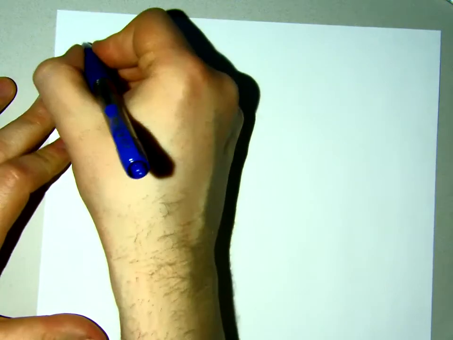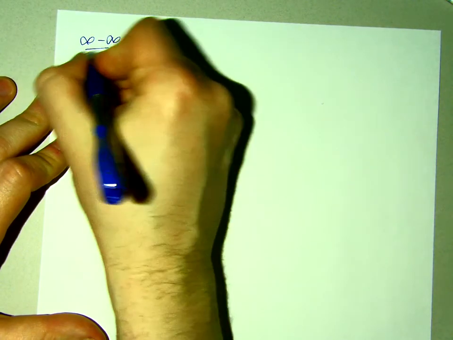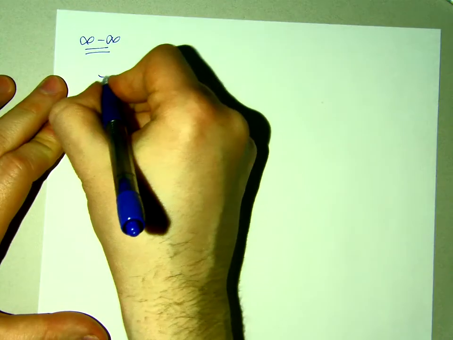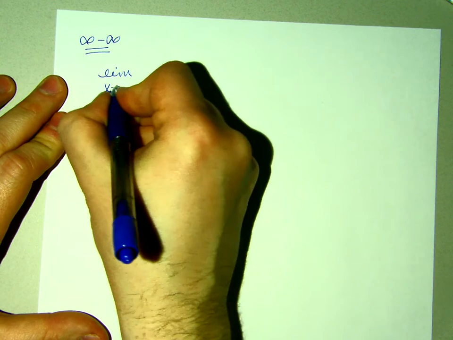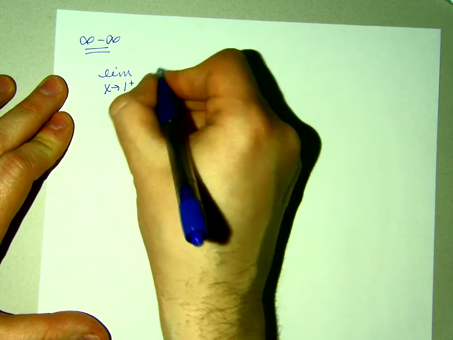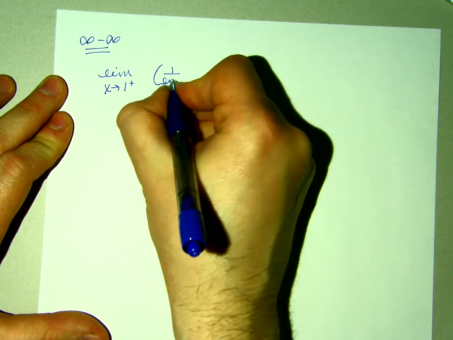This is probably the easiest of the cases. Infinity minus infinity is our next case. For example, the limit as x approaches 1 from the right of 1 over the natural log of 1.